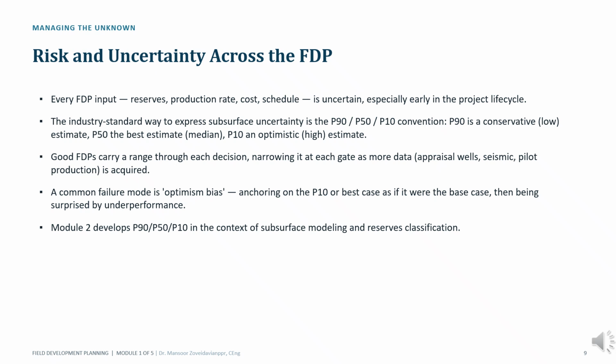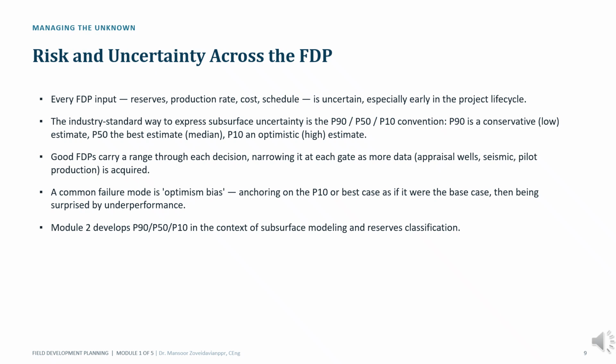One characteristic shared by every field development project is uncertainty. At the beginning of a project, we do not know reservoir volumes with complete certainty. We do not know future production rates with complete certainty. We do not know costs or schedules with complete certainty. As a result, good FDPs are built around ranges rather than single numbers.